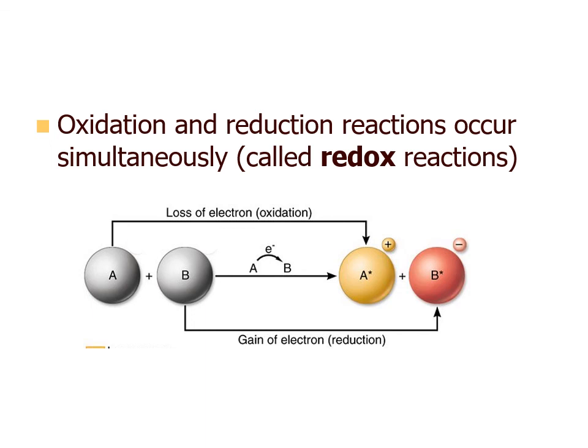Again, oxidation and reduction reactions occur simultaneously. If you have two things, one of them is essentially transferring electrons to the other. In this case, A is losing its electrons, so it's becoming positively charged, and B, which started out neutral, is now becoming negatively charged because it has picked up an electron from A. So the electron has moved from A to B, and now we have them having gone through that transfer of electrons.